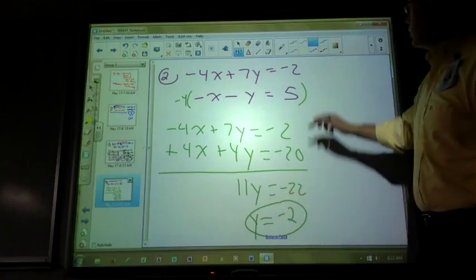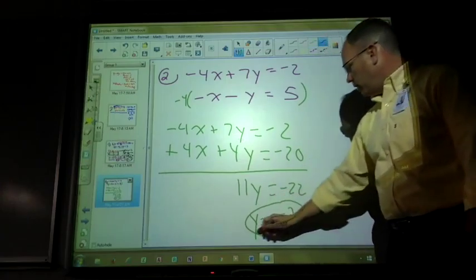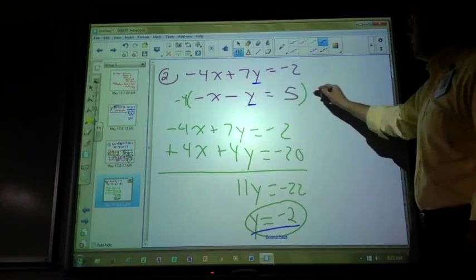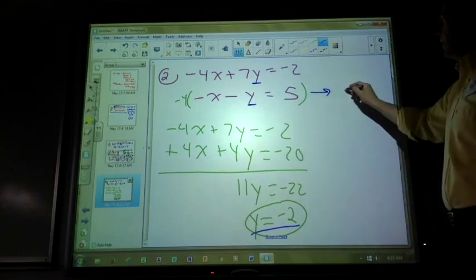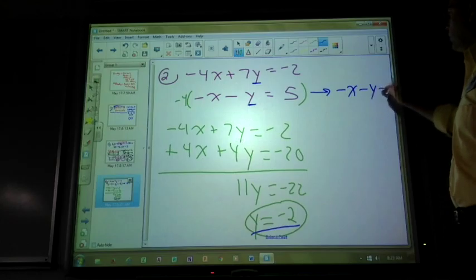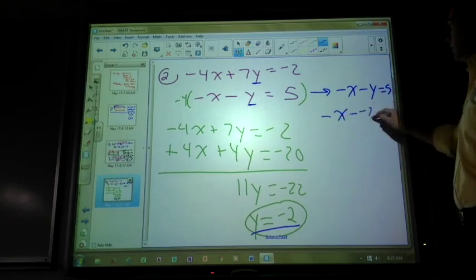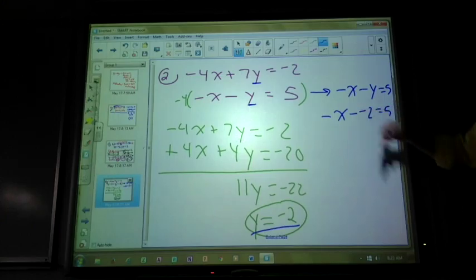Okay. So if I take this value, it's a y value, I can plug it in here or here, your choice. I'll do the top, so I get -x minus y equals 5 was the original. So I get -x minus 2 equals 5. Do you see why it's -2? Yeah.